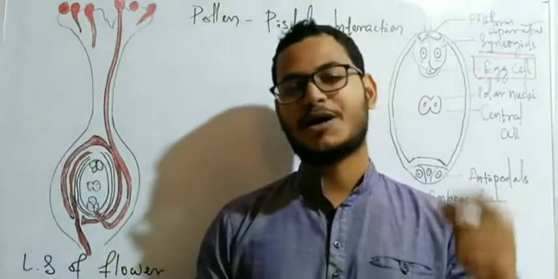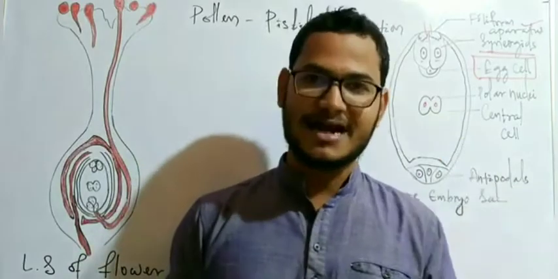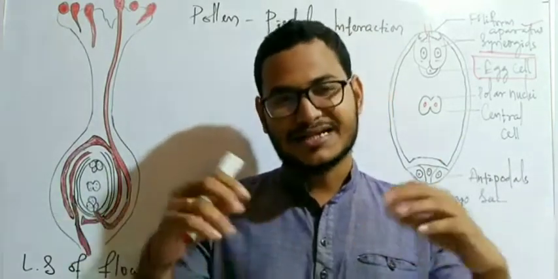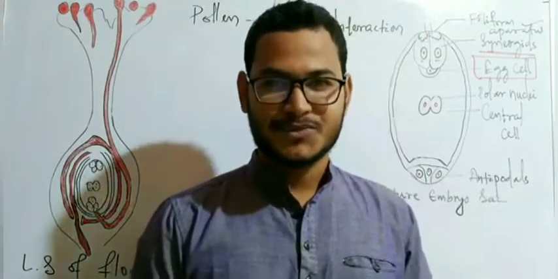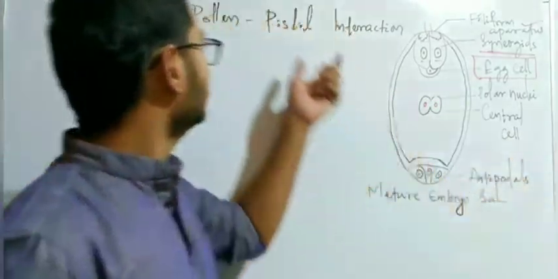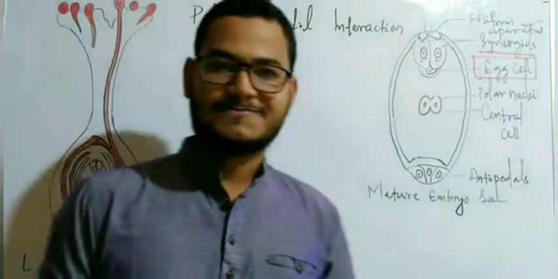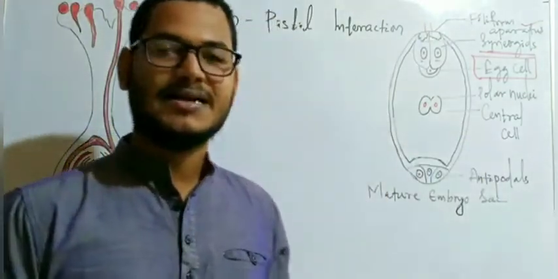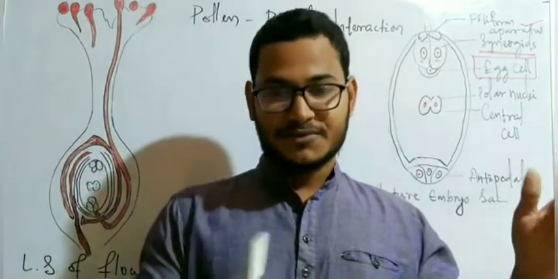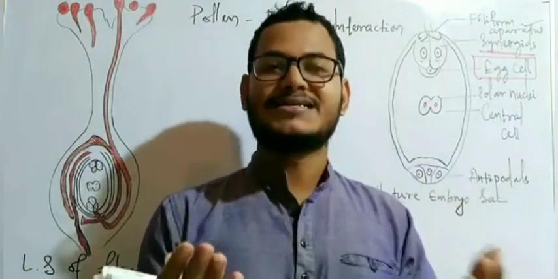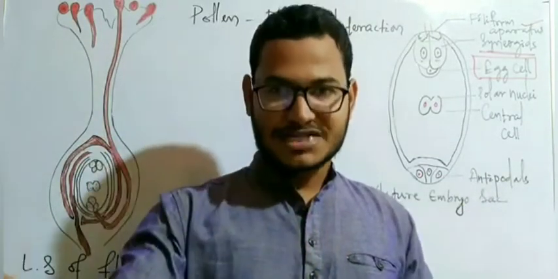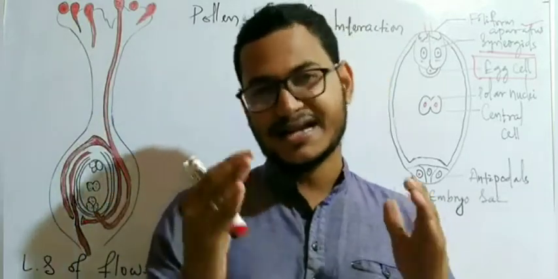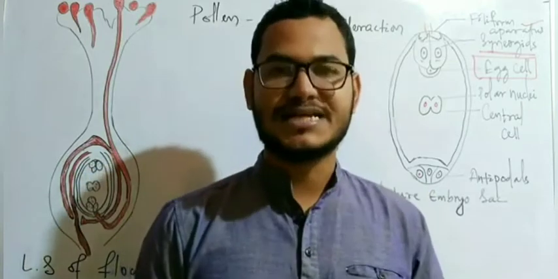Today we are going to discuss the pollen-pistil interaction in angiospermic plants, and we will study in detail double fertilization. So first, let's know what the pollen-pistil interaction is. Remember, the pollen grain develops inside the anther, and after dehiscence it comes out and travels through different pollinating agents to the surface of the stigma.